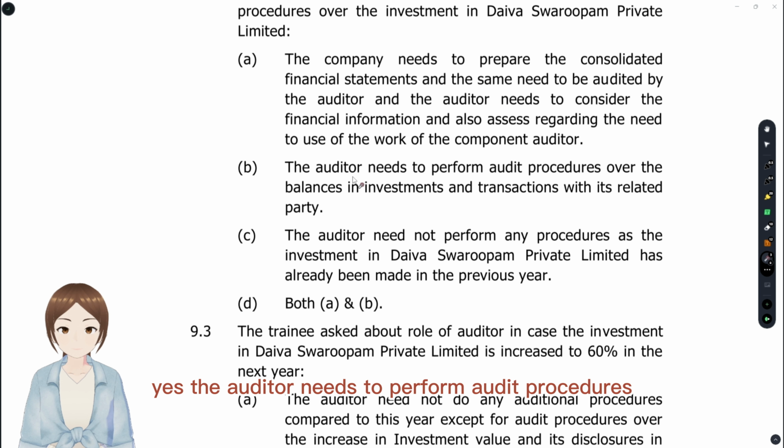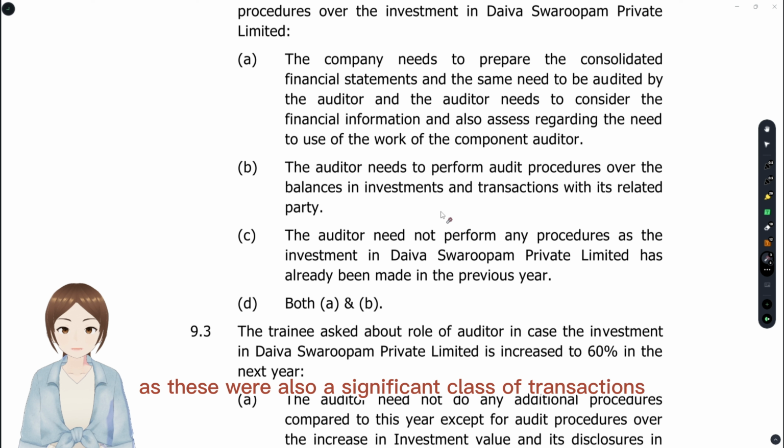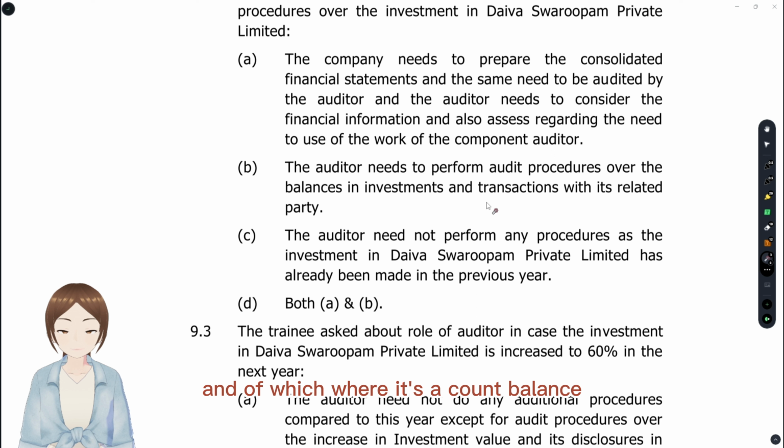Yes, the auditor needs to perform audit procedures over the balances in the investment, as these are also a significant class of transactions, and an account balance where the users of the financial statements pay specific attention. So the auditor has to perform some audit procedures. So A and B are correct. Auditor need not perform any process? No. Option D, both A and B. Option D is the most appropriate answer.